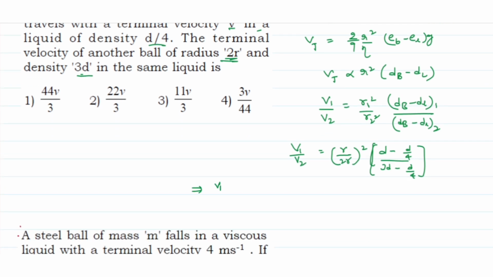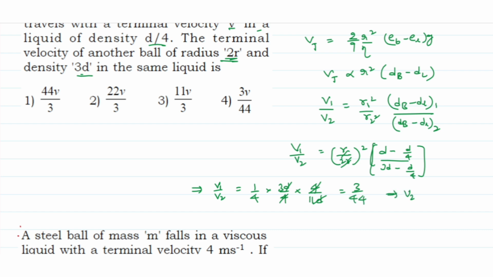Here we will be writing v1 by v2, which is nothing but 1 by 4, here r r gets cancelled, and 4d minus d, here we will be getting 3d by 4. So 4 3s are 12 minus 1, 11, so here we will be getting 4 by 11d. So d d gets cancelled, 4 gets cancelled, here we will be writing 3 by 4 into 11, which will be 44.